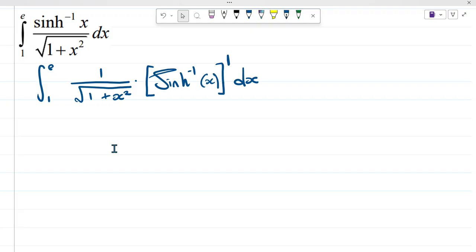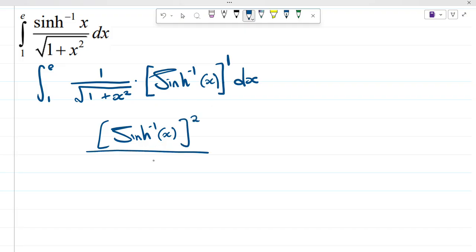Yeah, it should make some sense. So this is going to be just inverse hyperbolic sine of x, all to the power of 1 plus 1. So 1 plus 1 is going to be 2, divided by 2. And then, of course, this one has the limits, so I'm going to put the limits, my e and 1.